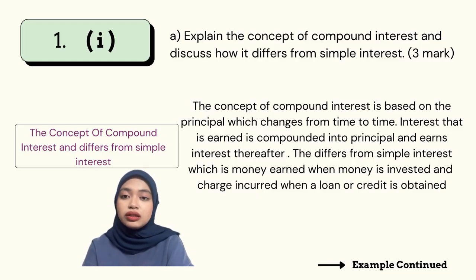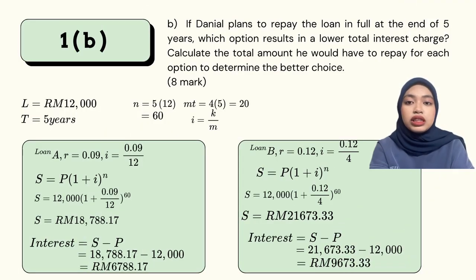For part B, the comparison of loan A and loan B: Daniel borrows 12,000 for 5 years. We compare both loans using the compound interest formula. Loan A, 9% compounded monthly.